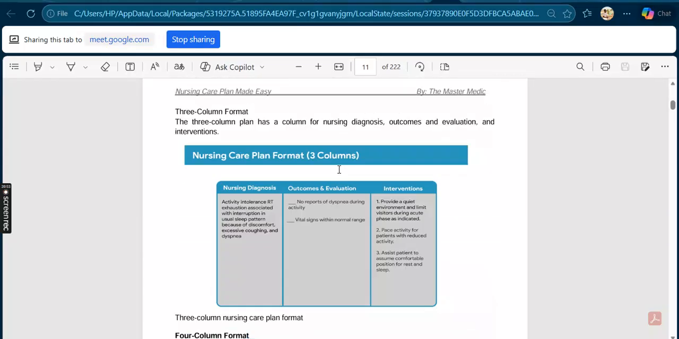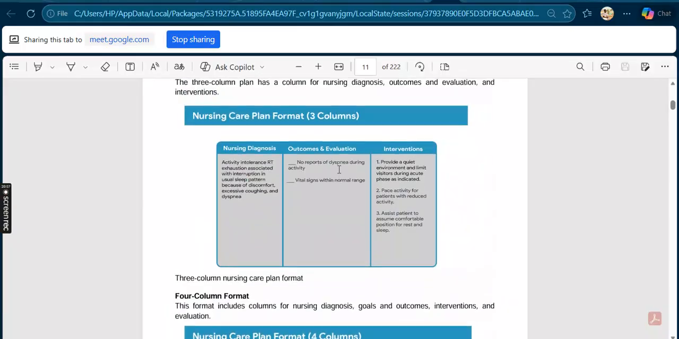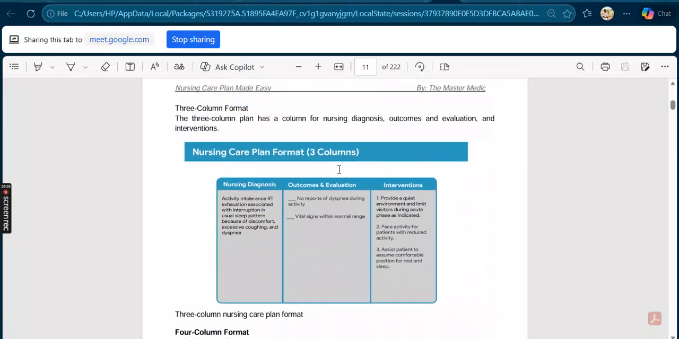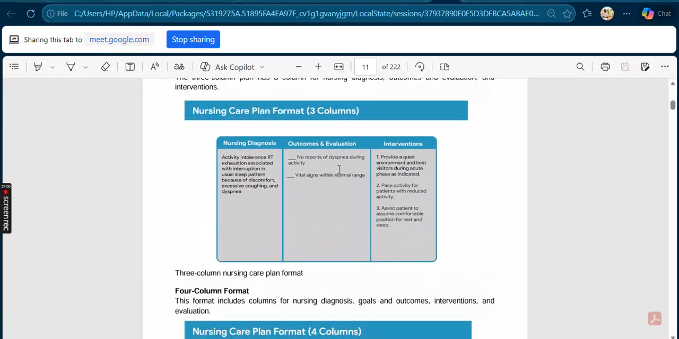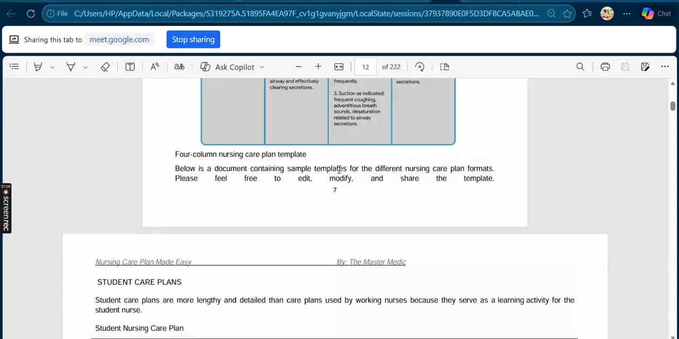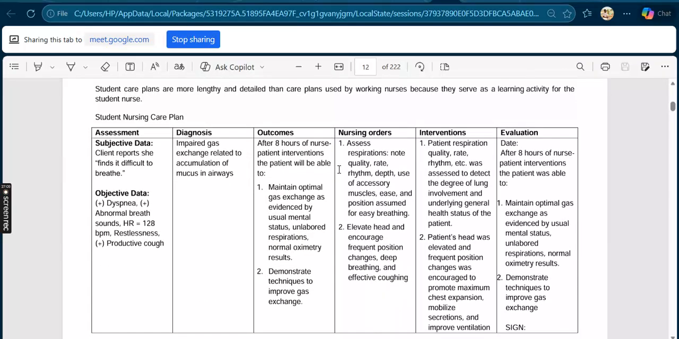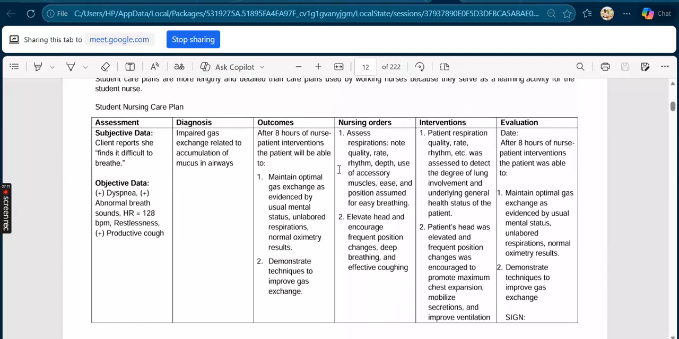Let's come here. The top there, we shall go there. So we have types of care plan formats. We have the 3 columns. We have the 4 columns. So we are doing the 4 columns. So this is how it should be. The 4 columns, we've added some to it, making the 6.